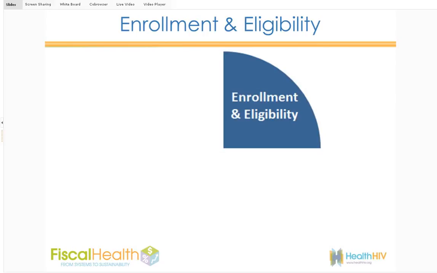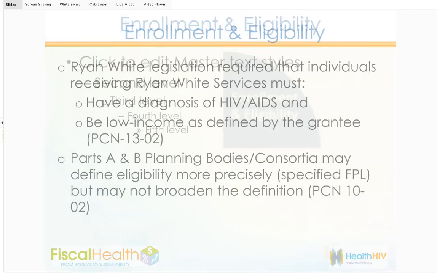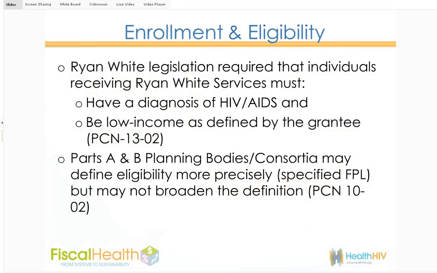So let's start by looking at enrollment and eligibility. As the payer of last resort, it's important, vital, necessary that all Ryan White programs look at their patients and see what programs they might be eligible for. Ryan White legislation requires that individuals receiving Ryan White services have the diagnosis of HIV and be low income. As I said earlier, we'll discuss with the cap on charges that even though your program may define a patient as low income at, say, 400% of the poverty level, the cap on charges doesn't have a cap. So patients who have incomes above that can still be extended potential assistance as you put these systems into place.